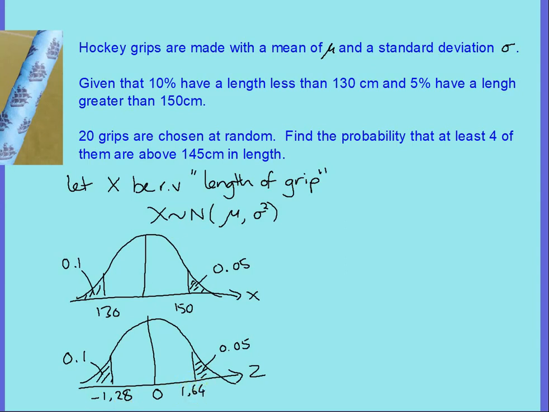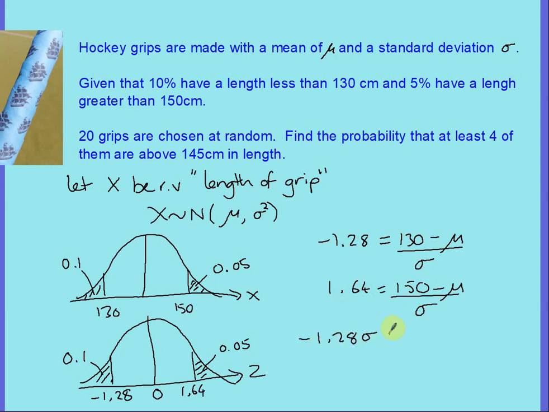So we say now, well, we know minus 1.28 is equal to 130, take away the mean, divided by the standard deviation. We also know 1.64 is 150, take away the mean, divided by the standard deviation. So therefore, I can write minus 1.28 lots of the standard deviation is equal to 130 minus the mean, and 1.64 standard deviations is 150 minus the mean. Simultaneous equations, let's eliminate these.